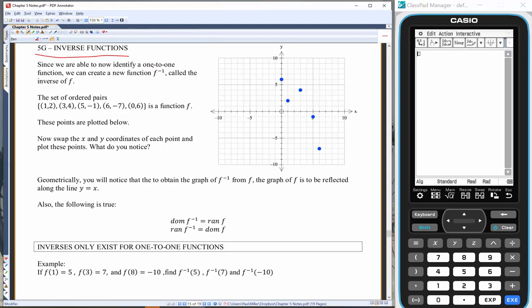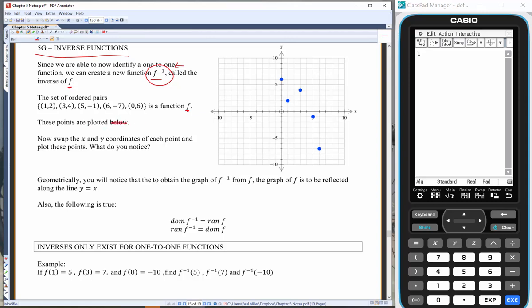So the reason we looked at one-to-one functions was so that we can create a new function, an inverse function, called the inverse of f. The inverse function is denoted by f negative 1, and that's the inverse of f. Now, let's do something that seems a little bit random, but we've got a set of ordered pairs, and that's a function. Those coordinates are a function because for any x value, I get one y value, not two.